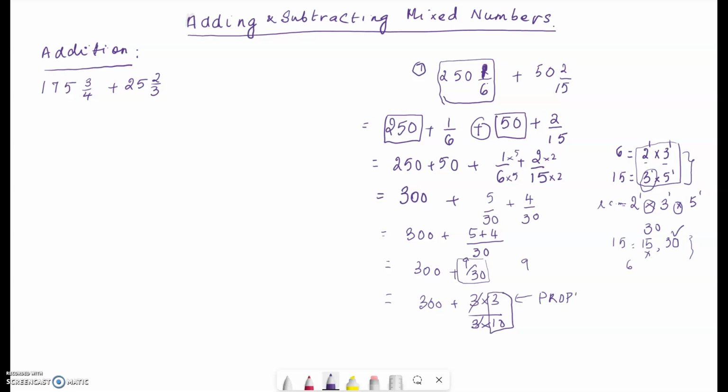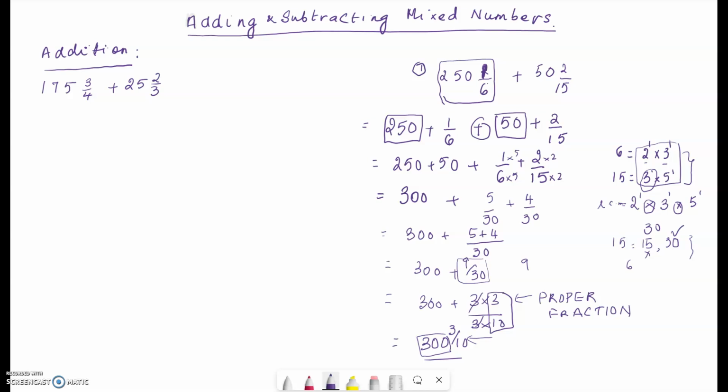Now the second thing to check is, is this number a proper fraction. If it is a proper fraction, then we can combine the two numbers and write it as 300 and 3/10. So that is our final answer. This is the whole number, and this is the proper fraction that's attached to it.